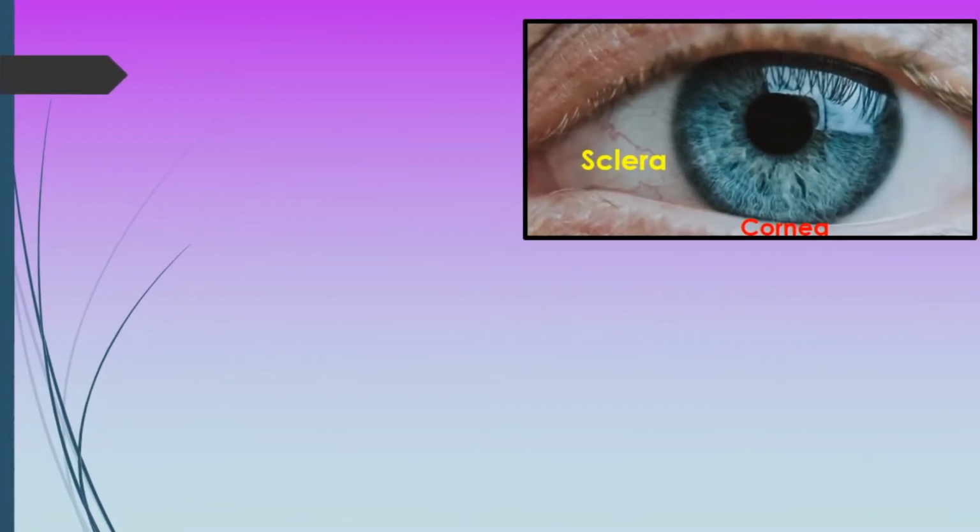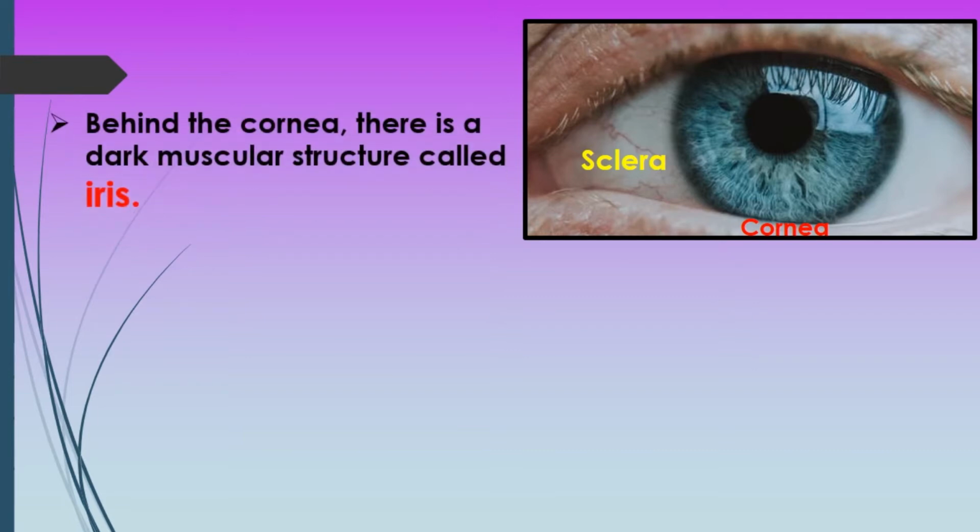Behind the cornea, there is a dark muscular structure called iris. Iris is made up of circular muscles. You know that different people have different colored eyes. This is due to the difference in the color of the iris. Color of the iris is usually referred to as the color of the eyes. The color of the iris is due to the presence of melanin pigment.